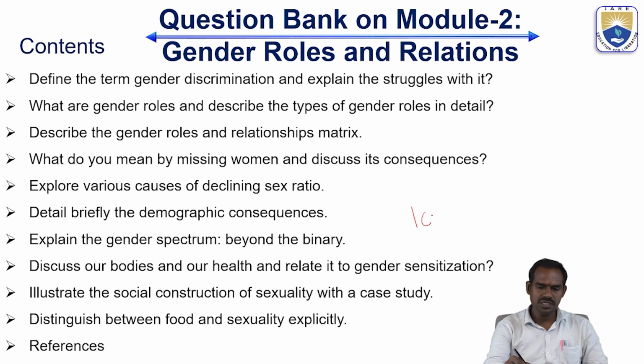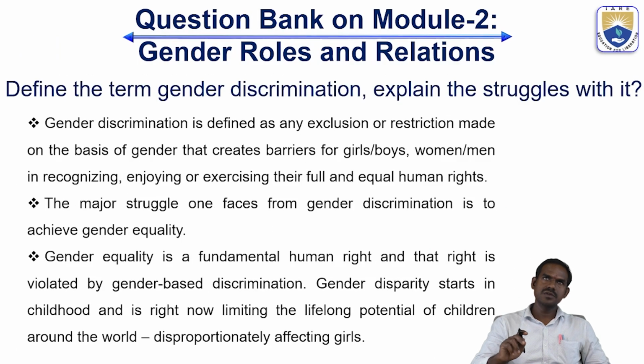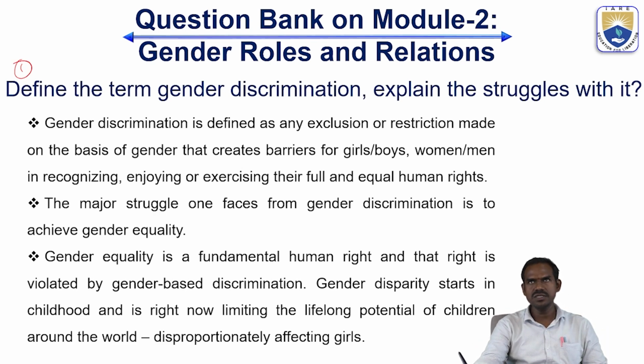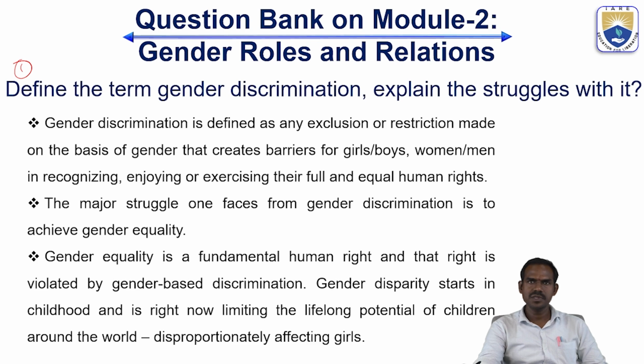So all these 10 questions that I am going to discuss from the question bank of Module 2, titled Gender Roles and Relations, can also be considered as Gender and Biology. So now let's look at each and every question in detail. First of all, question 1: define the term gender discrimination and explain the struggles with it. I have explained these things already in the modules, but now we will see in brief, so that you will get a clear idea.